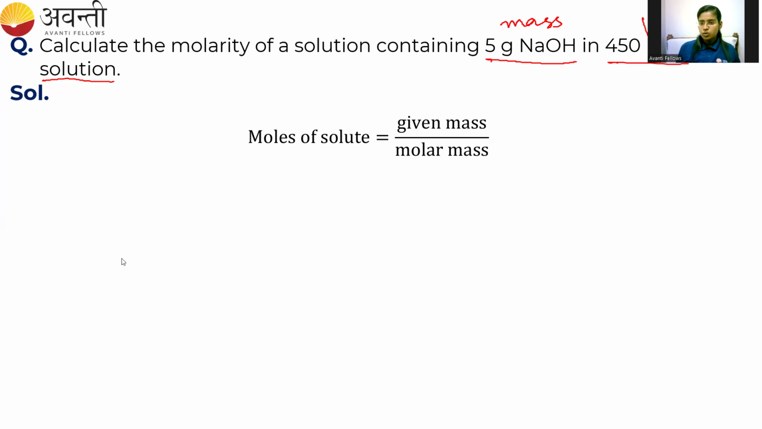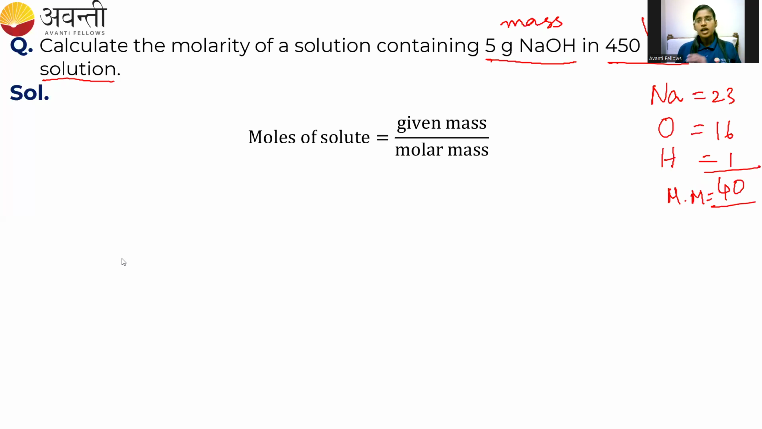So we have one sodium, one oxygen, and one hydrogen in the compound. So the atomic mass of one sodium is 23, and the atomic mass of oxygen is 16, and for hydrogen it is 1. So if I add everything, I will get 40, and this is the molar mass of sodium hydroxide. Okay. So what I have done, sum of the atomic masses will give me the molar mass.